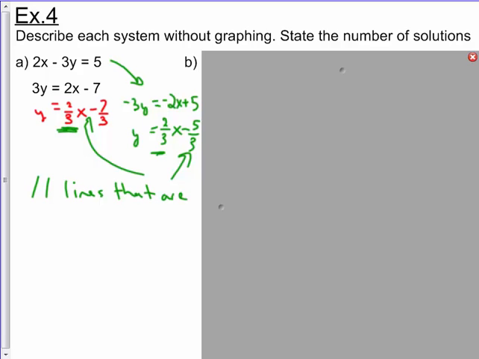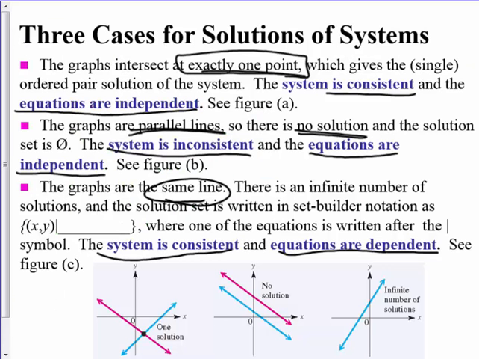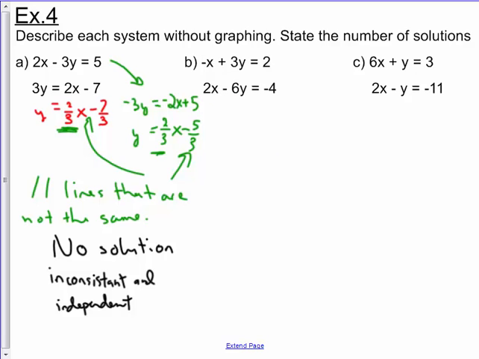And when it's no solution, we say that the equations are inconsistent, meaning there is no answer, there's no solution, and independent, because the equations are different. Again, notice when I look back, parallel lines, they don't cross, same slope, different y-intercepts. So I'm going to do the same thing in B and C. I'm going to get them in y equals form, and compare the equations.